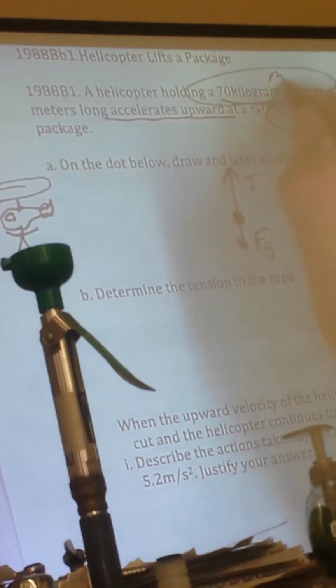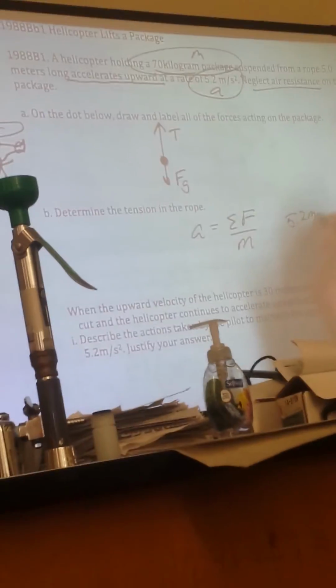Now we want to determine the tension in the rope. That should be pretty darn simple, right? What do we need to know to figure out that force? We need to know acceleration, and we're getting it. We also know the mass. So acceleration is just net force divided by mass, and we said the acceleration is 5.2 meters per second squared.